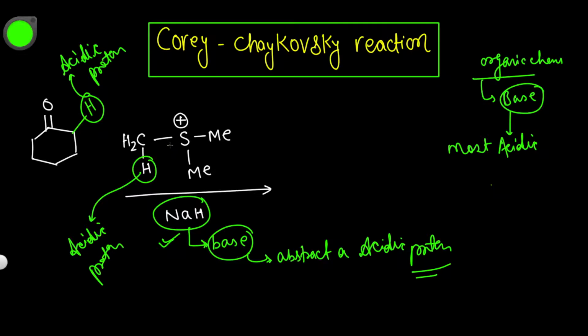Now you have to decide which proton the base takes, either this proton or this proton. You have to decide which is the more acidic proton, either this one or the CH3 proton. So how can we decide? Let's see. Let me erase all this.